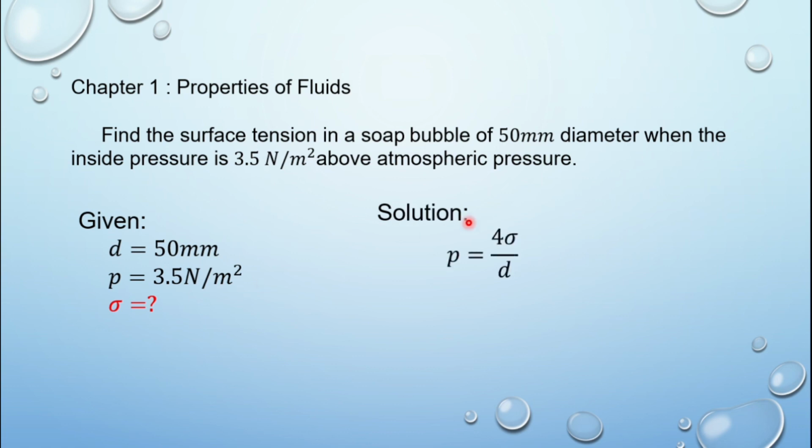So the equation to find the surface tension is pressure is equal to 4 times the surface tension over the diameter. Substitute, so 3.5 Newton per square meter is equal to 4 times the surface tension over 0.5 meter. Simplify, so our surface tension is equal to 0.438 Newton per meter.